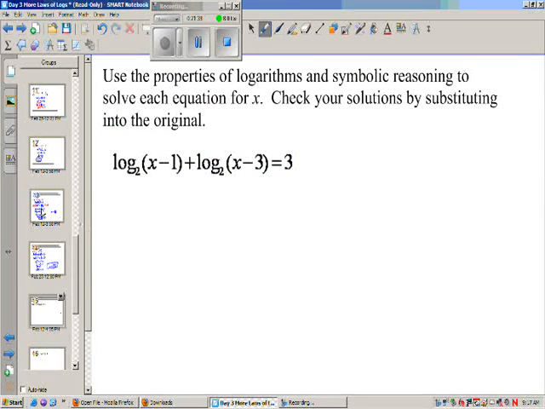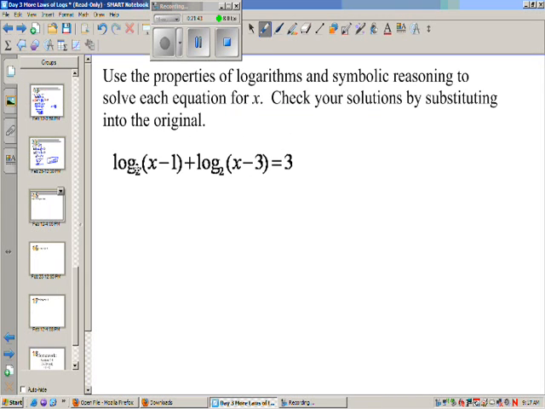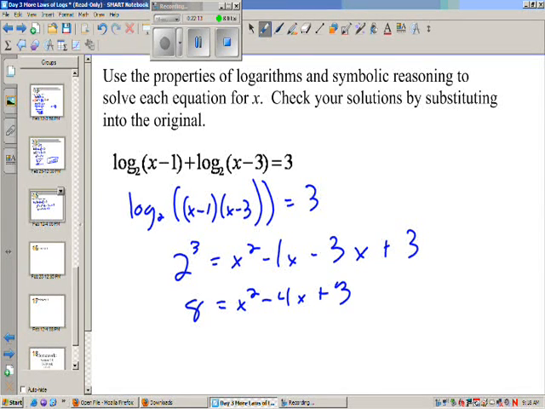Alright, let's try a couple more of these actually. If I multiply those together, that's the log base 2 of (x minus 1) times (x minus 3) equals 3. So 2 to the third power is equal to, if I multiply this out, x squared minus 1x minus 3x, and then plus 3. So 8 is equal to x squared minus 4x plus 3.